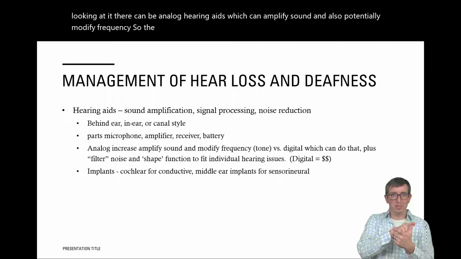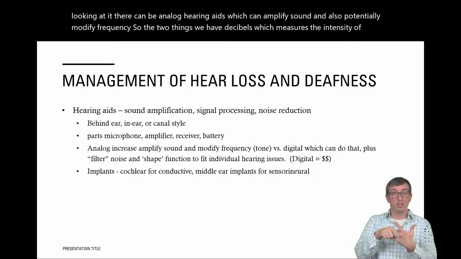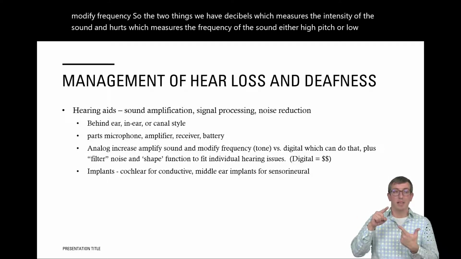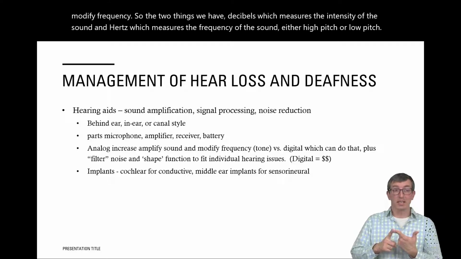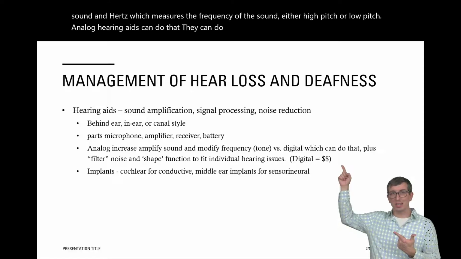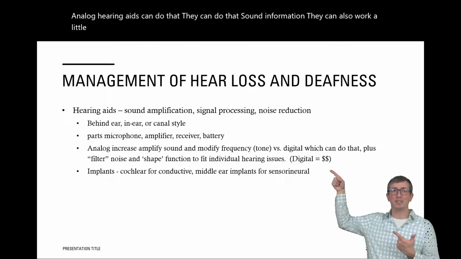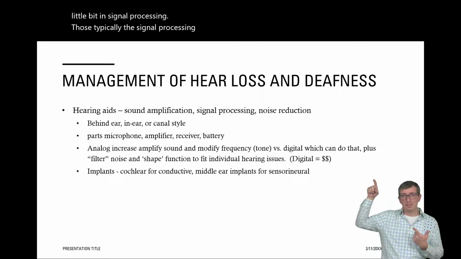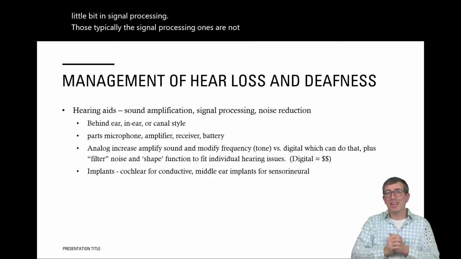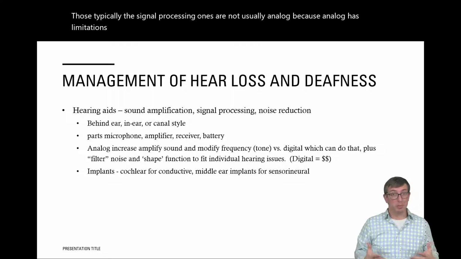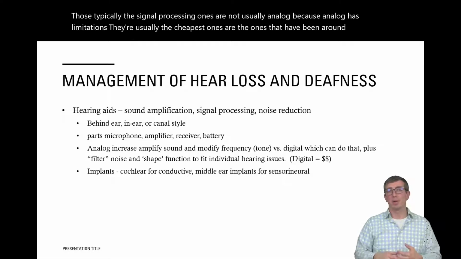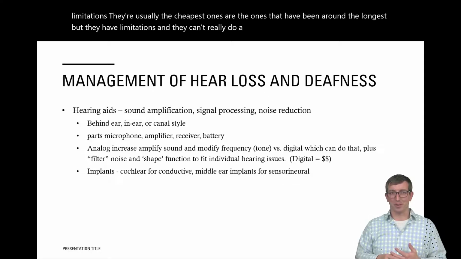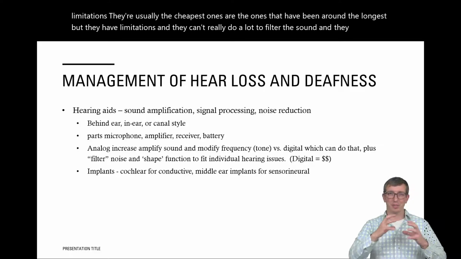We have decibels, which measures the intensity of the sound, and hertz, which measures the frequency of the sound, either high pitch or low pitch. Analog hearing aids can do that. They can also work a little bit in signal processing. Those typically are not usually analog, because analog has limitations. They're usually the cheapest ones, or the ones that have been around the longest, but they can't really do a lot to filter the sound, and they can't process it and do different things with it.